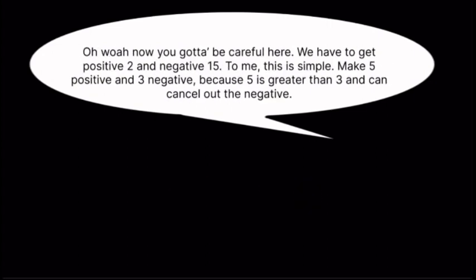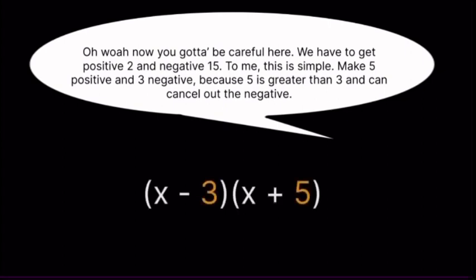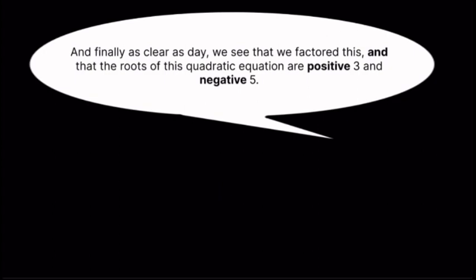Oh whoa, now you gotta be careful here. We have to get positive 2 and negative 15. To me, this is simple. Make 5 positive and 3 negative because 5 is greater than 3 and can cancel out the negative. And finally, as clear as day, we see that we factored this and that the roots of this quadratic equation are positive 3 and negative 5.